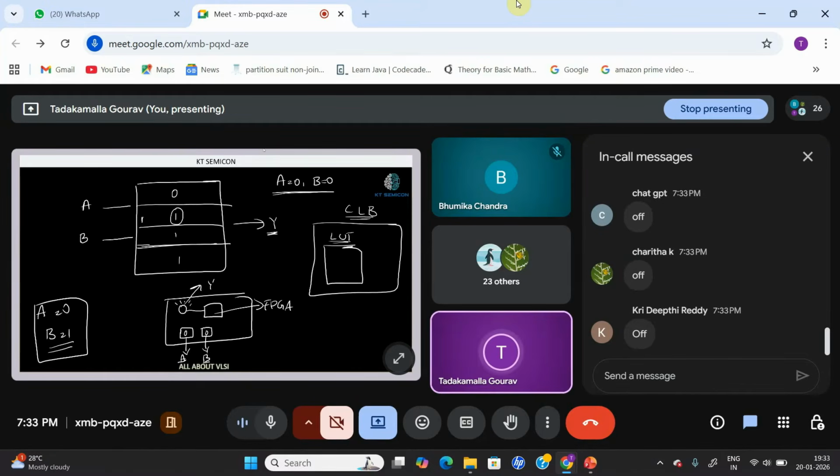You're going to press A and you're going to press B. Those are all the possible combinations you are going to check, and you are going to check with the LED. If you provide A is equal to 0, B is equal to 0, you are going to check whether the LED is glowing or not. Then A is equal to 1 and B is equal to 0.